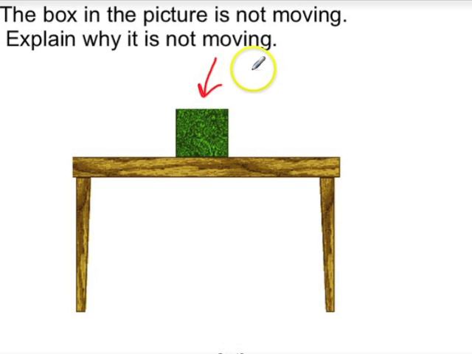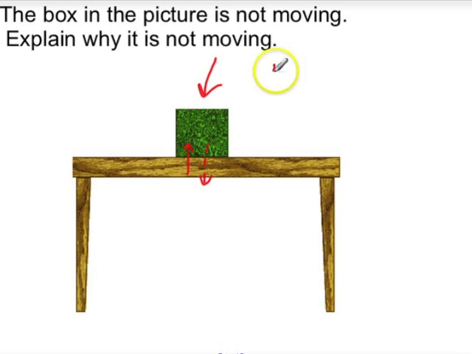So the box in the picture is not moving. Explain why it's not moving. The answer I commonly get for a question like this is, well, there's no forces acting on it. But now that we've been in class, we know that's not true. We know that the table is pushing up on it. And we also know that gravity is pulling down, and we've been calling that the weight because weight is dependent on gravity. So we know that's why there's no vertical movement.